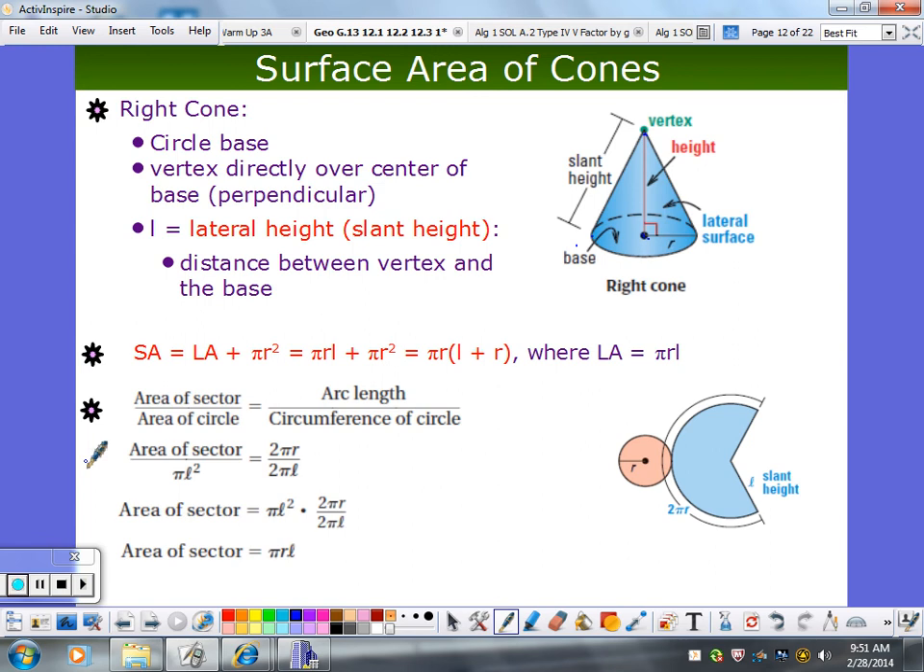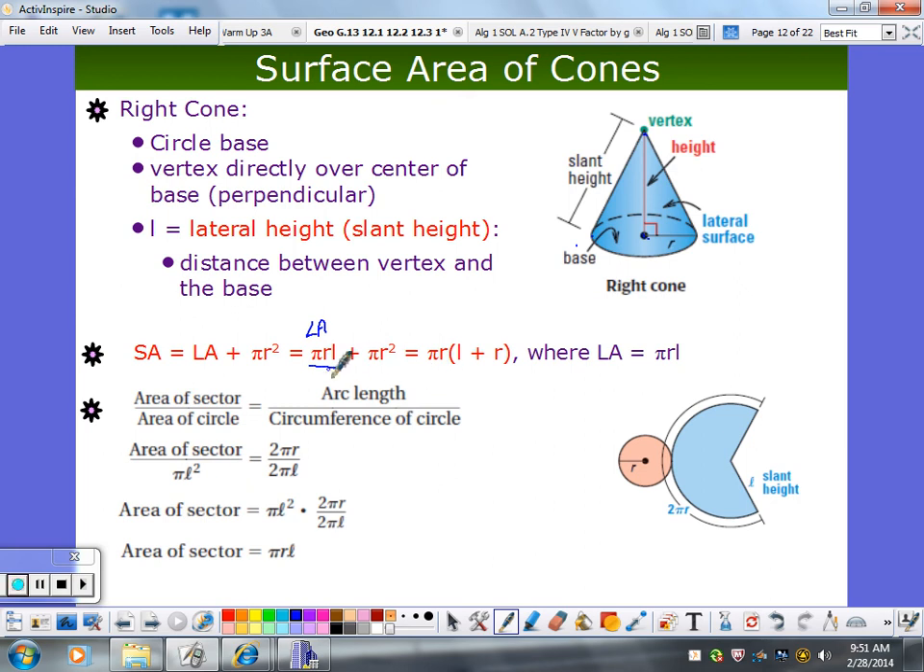Let's see. Oh, this is way too confusing. We're using area of sectors. We're going to leave this one alone. You can take it on faith, or if you want to look it up yourself, you may. But lateral area is pi r times the lateral height, the slant height, plus pi r squared for the base. I think that's what they give you. Oh, look here. Isn't that what they give you?